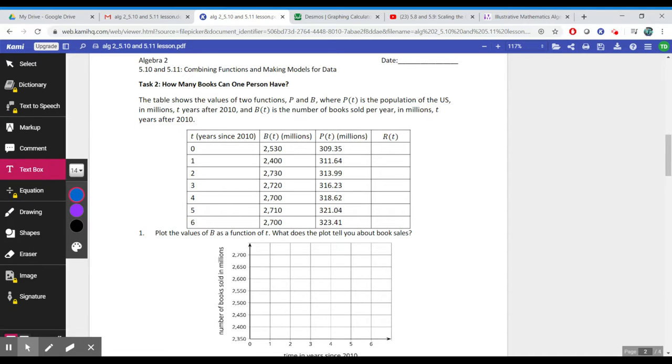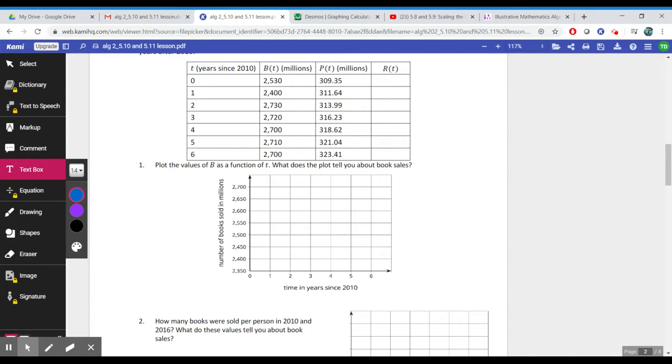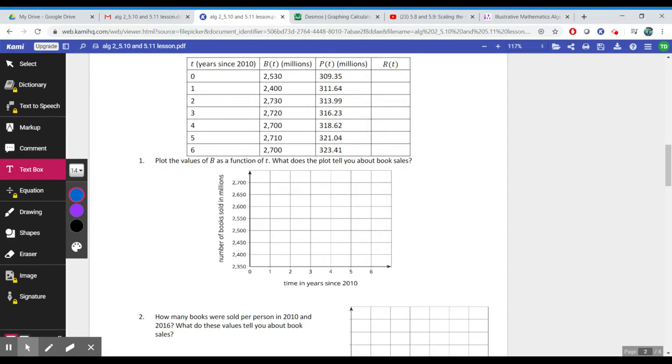Okay, so next we'll take a look at task 2. This one is titled, How many books can one person have? So they give us this table, and it shows us the values of two functions, p and b, where p of t is the population in the US t years after 2010, and b is the number of books sold t years after 2010. So the first thing it wants us to do is use the table to plot the values of b as a function of t. All that means is use t as the point on our t-axis, use b as the point on our vertical axis, and we're going to plot all of these points out.